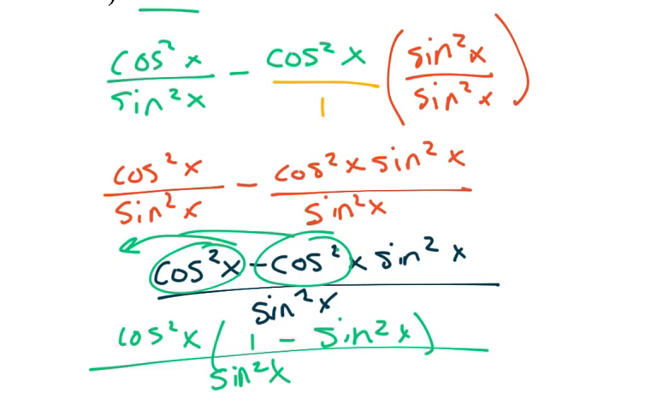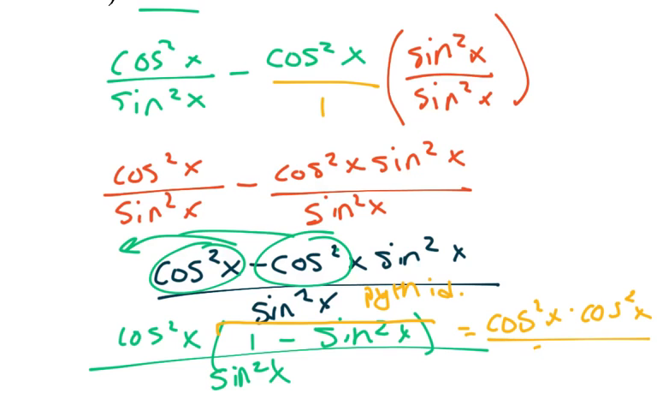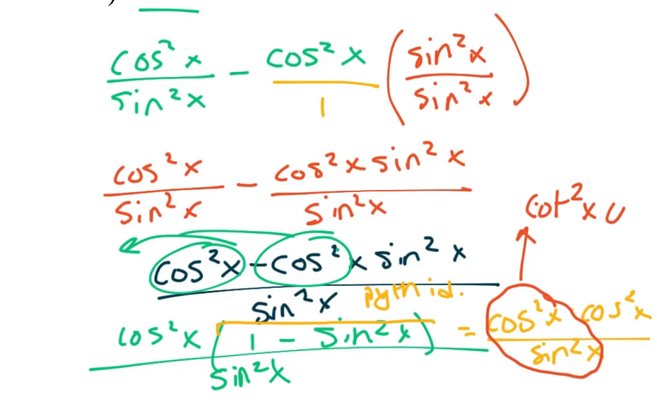1 minus sine squared from your Pythagorean identity is going to be cosine squared. And so we end up with cosine squared times cosine squared over sine squared. And then cosine and sine make cotangent, and cosine squared of x is still there.